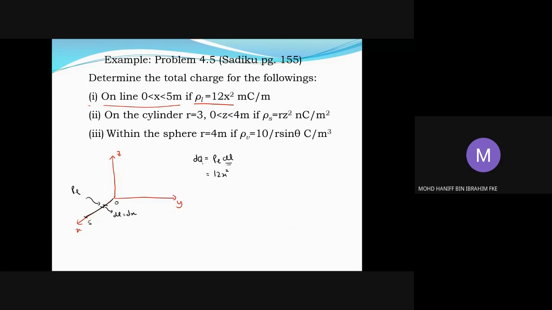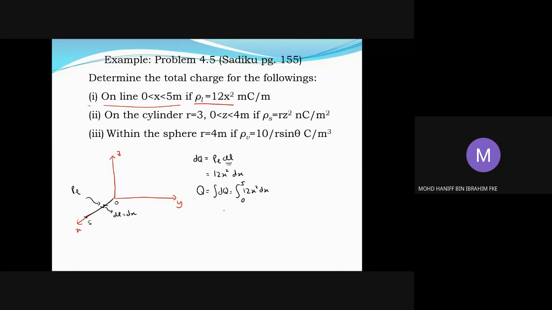Okay, so we have dl. That's the dq, the charge element that we have in this particular dl element. From here, we can calculate the total charge, which is requested by the question. So Q will be the integration of dq, which is the integration of 12x squared dx. Based on the given axis, it should have a range from 0 to 5.